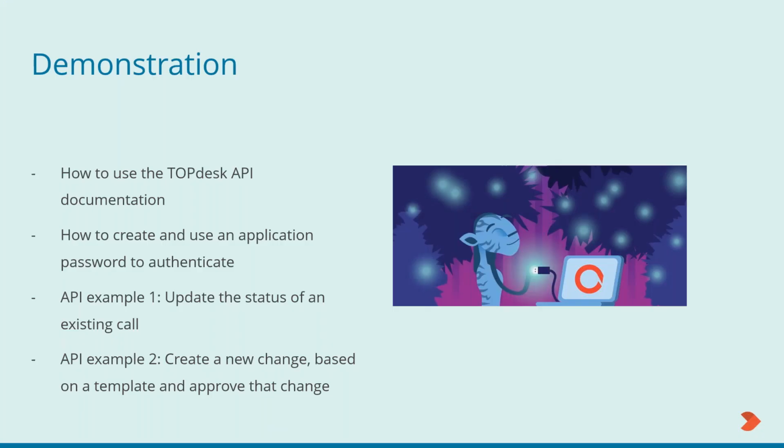So this concludes our demonstration. What we've seen is we took a closer look at the TOPdesk API documentation and how to use that documentation. We also had a look at how to create and use application passwords. And I talked you through 2 examples that I've created. The first scenario was how to update the status of an existing call via the TOPdesk API. And the second scenario was how to create a new change based on a template, and also how to approve that change via the TOPdesk API.